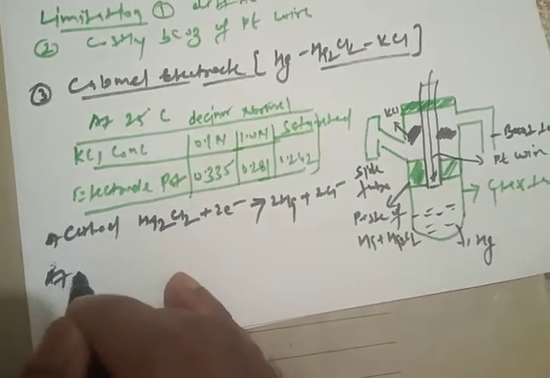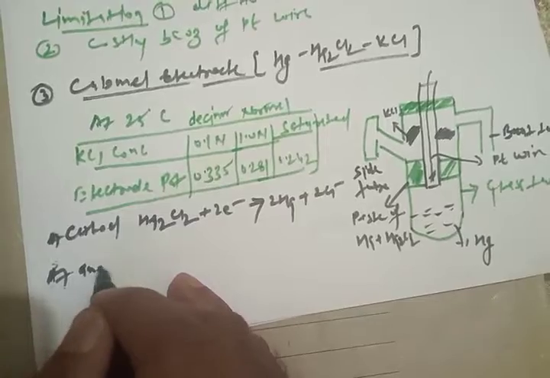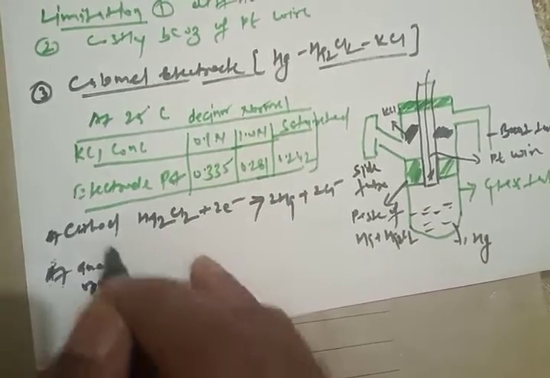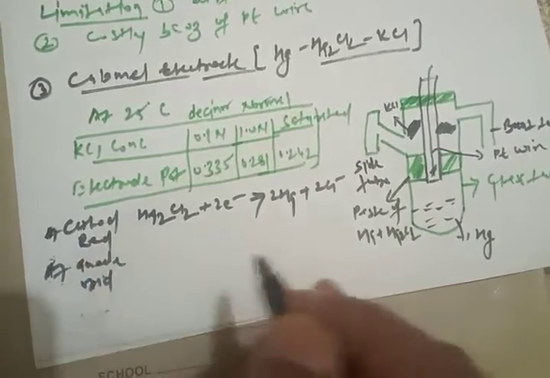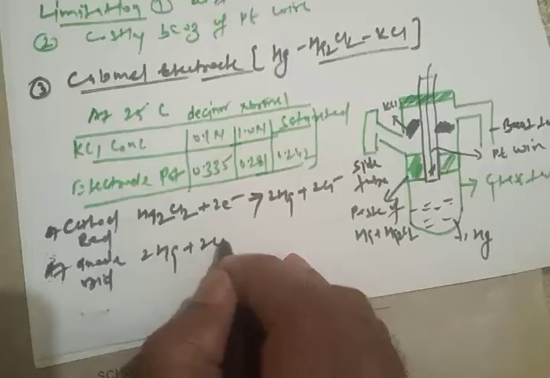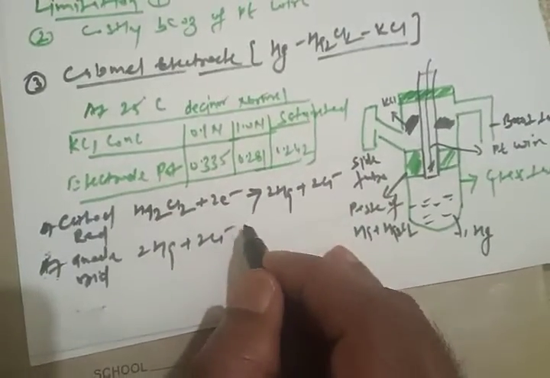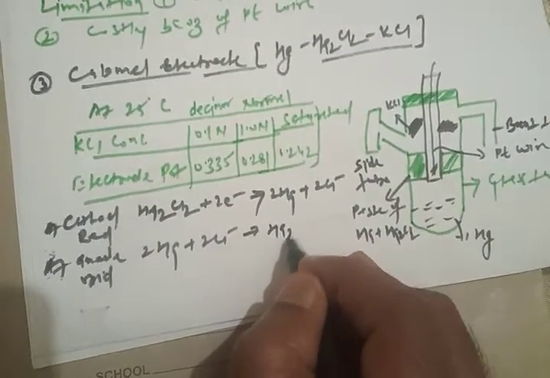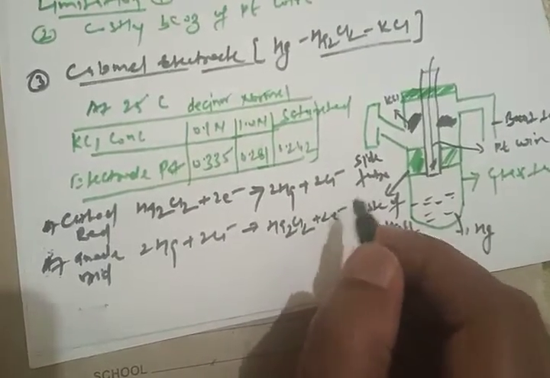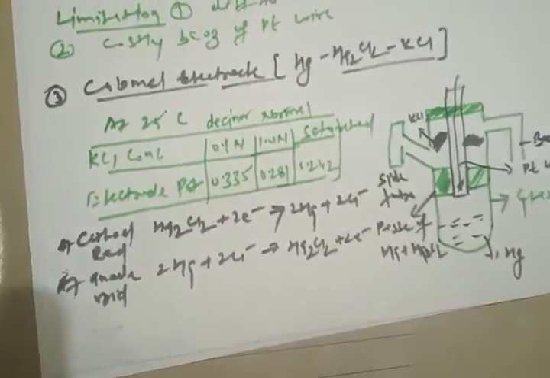At anode, what will happen here? Oxidation occurs at anode, reduction occurs at cathode. So 2 Hg and 2 chloride ions, the reverse will take place, this will give Hg2Cl2 and 2 electrons.